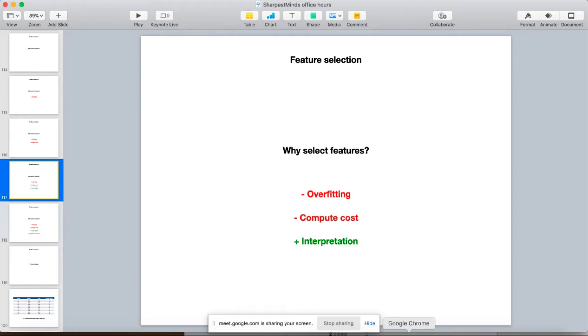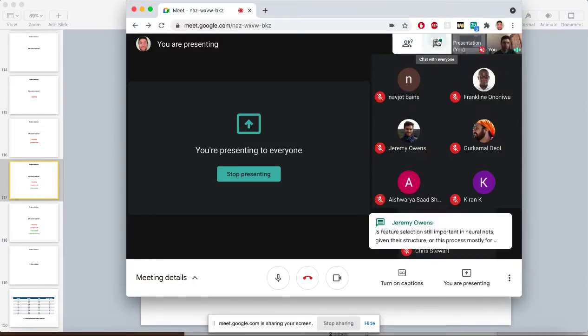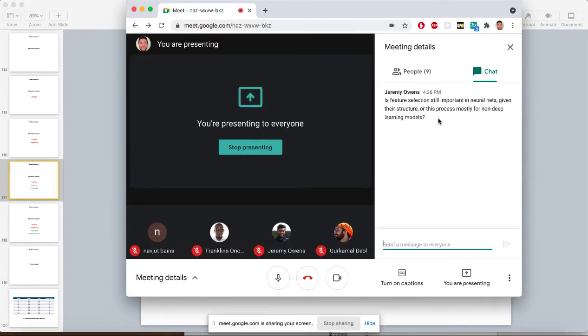Somebody just dropped a comment. Jeremy says, is feature selection still important in neural nets, given their structure, or is this process mostly for non-deep learning models? Oh, this is a great question. Excellent question.